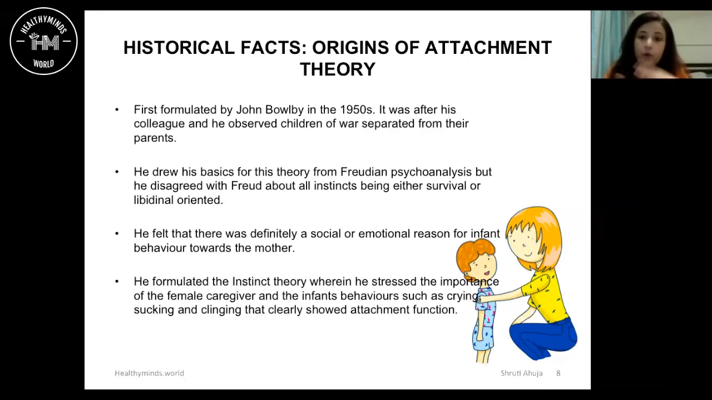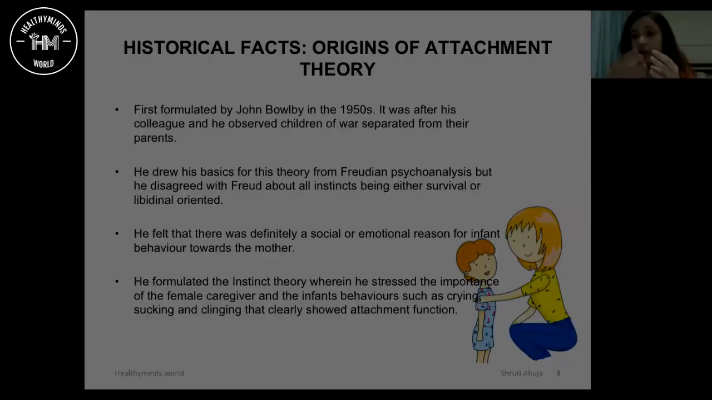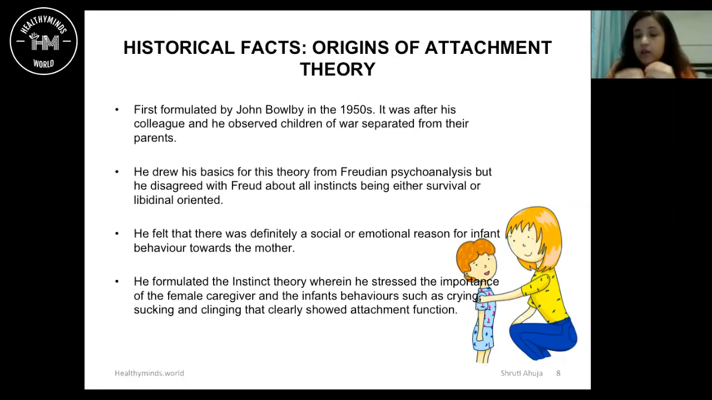And Bowlby's own instinct theory was that he felt that the importance of the female caregiver and the infant's behavior towards the female caregiver, such as crying, sucking on the finger, clinging, these clearly showed attachment function. So these behaviors, according to Bowlby, were basically behaviors which were specifically designed by nature to grow attachment and to make sure that attachment would go forward and it would grow between the mother and child.